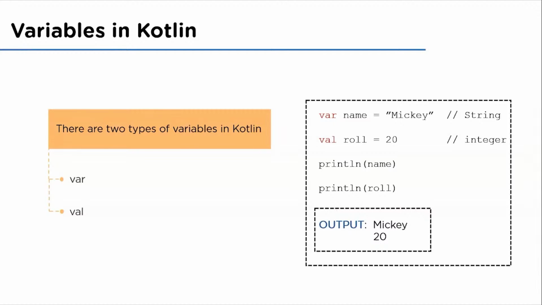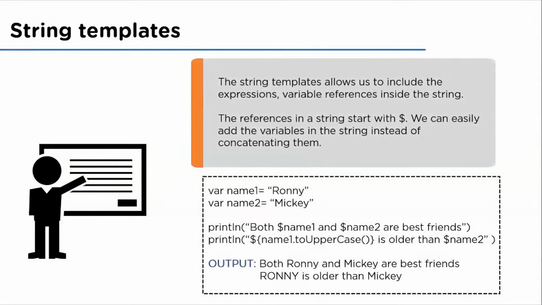Now, coming to the next topic, which is string templates. A string can be defined as a collection of characters enclosed in double quotes. The string templates allow us to include expressions and variable references inside the string. The references in a string start with a $ sign. To print the string, we need to add the $ sign before the string name. We can easily add the variables in the string instead of concatenating them.